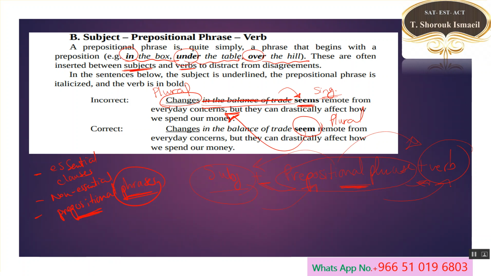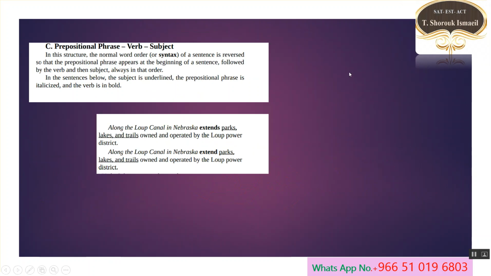Is there another structure? Yes, sure, we do have another structure here. What is it? Let's have a look. We're going to start with the prepositional phrase first, and after it you have your verb, and after it you have your subject. You see the structure here is somewhat strange. It's not the normal structure that we are used to. So how does it work here?